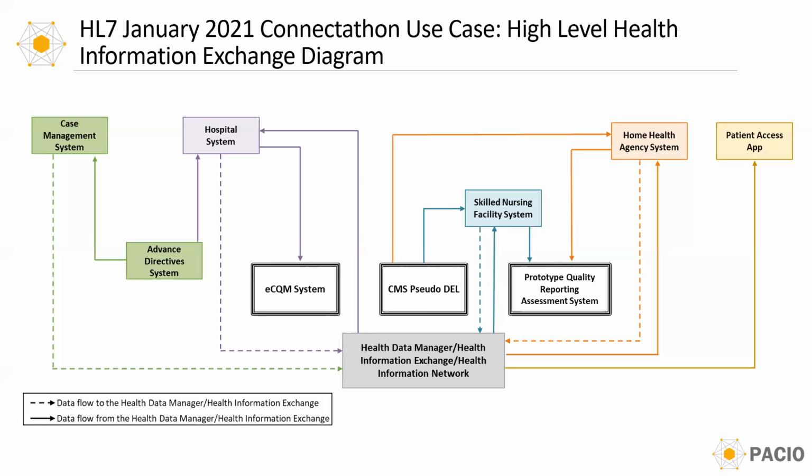The home health agency can then also pull the latest version of the OASIS assessment instrument, complete it at the required time points, and submit the individual patient responses to both the prototype quality reporting assessment system and to the health data manager. Finally, the patient and her family can access all of this information in real time using a web or mobile app that connects with the health data manager.